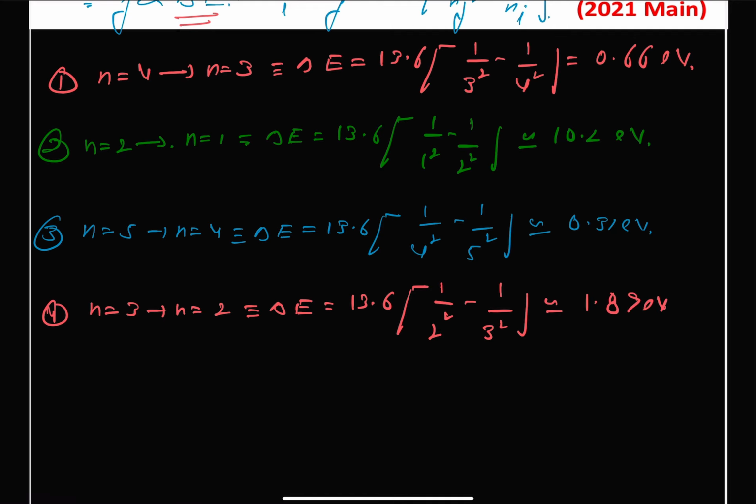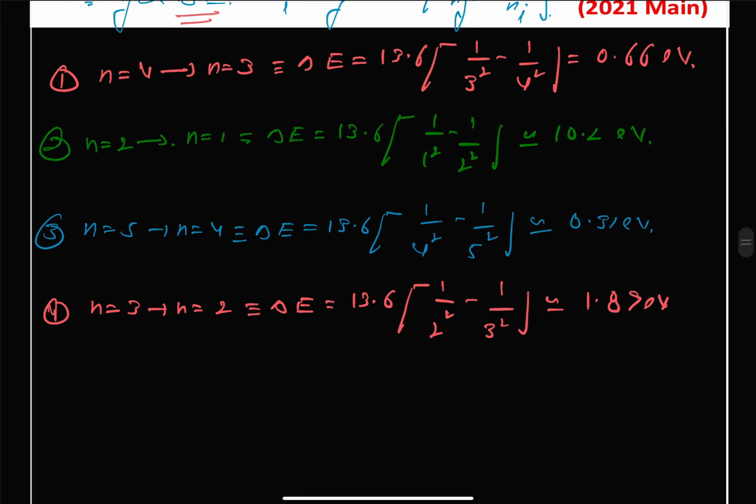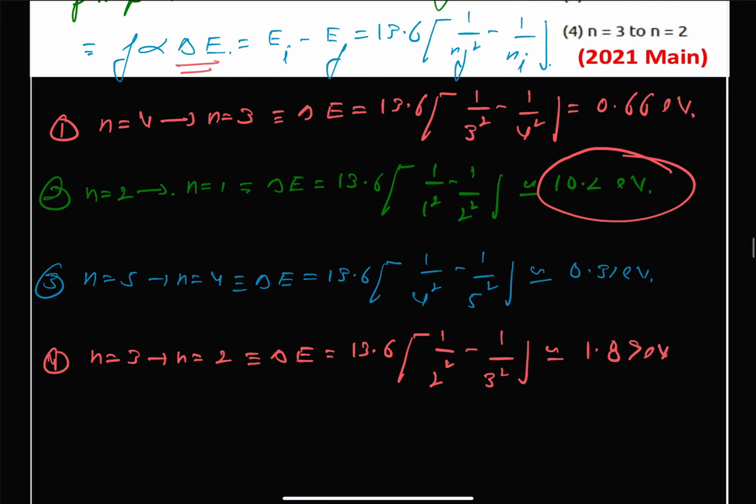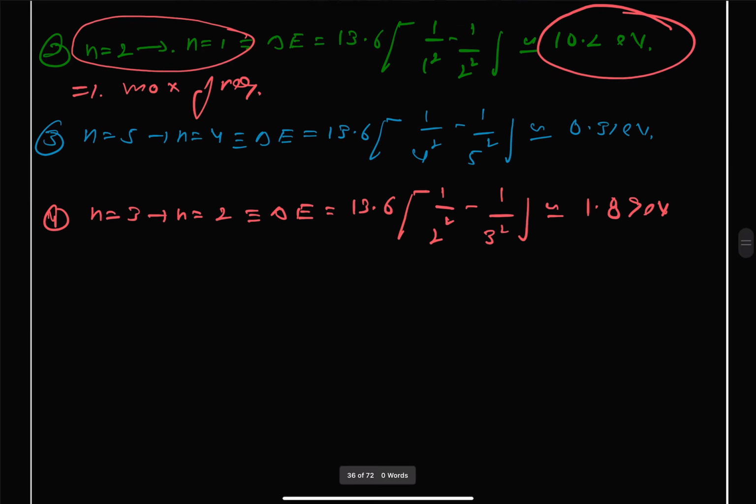Therefore the maximum value is 10.2 electron volt. Okay, so this will give us the maximum frequency, that is the transition from n2 to n1. Therefore option number 2 is correct.